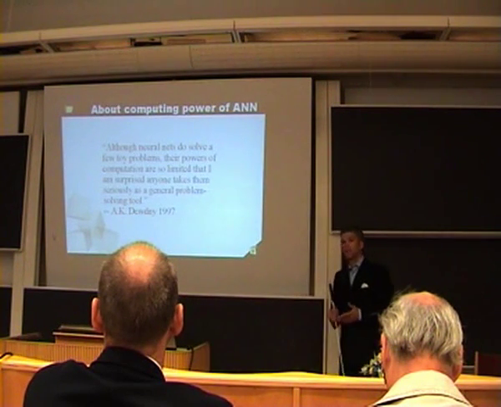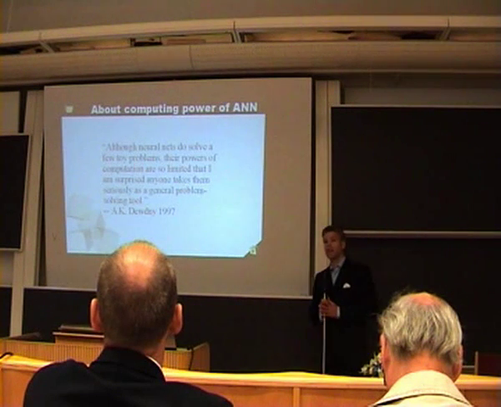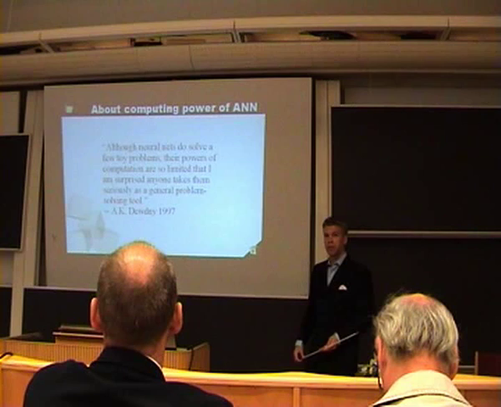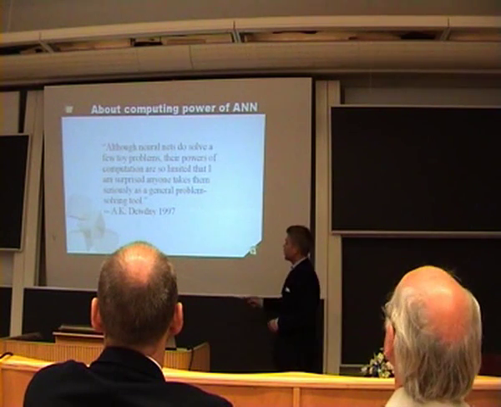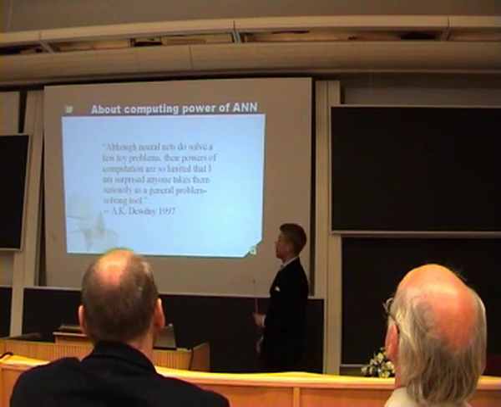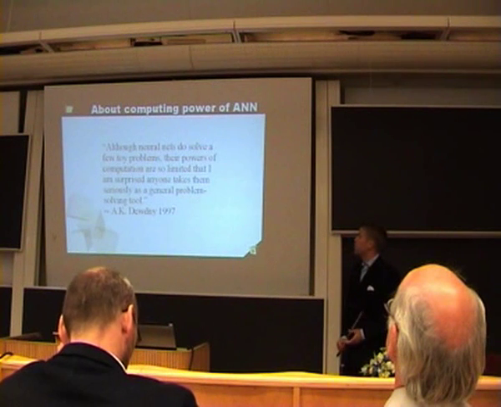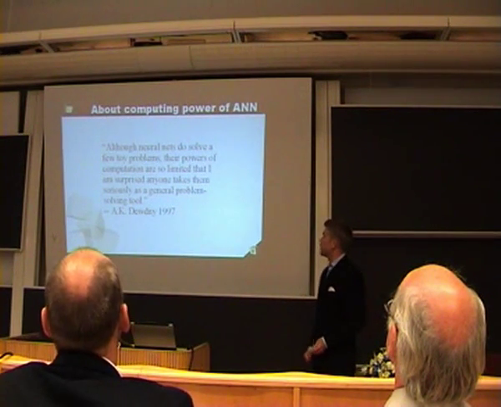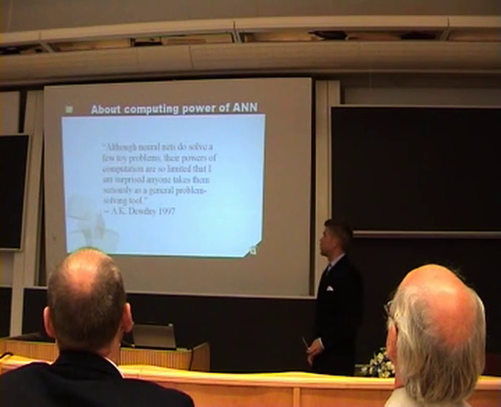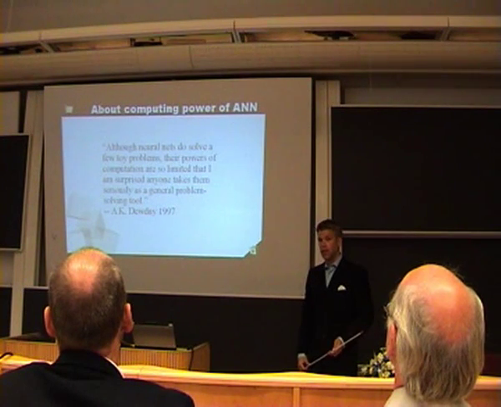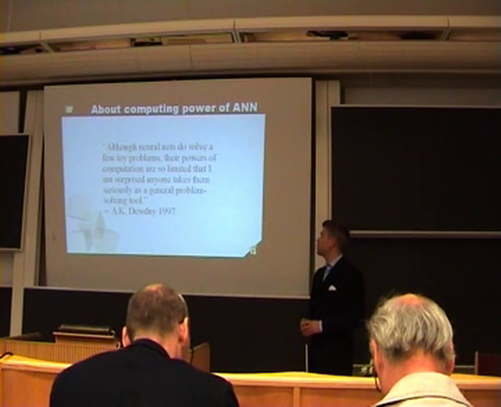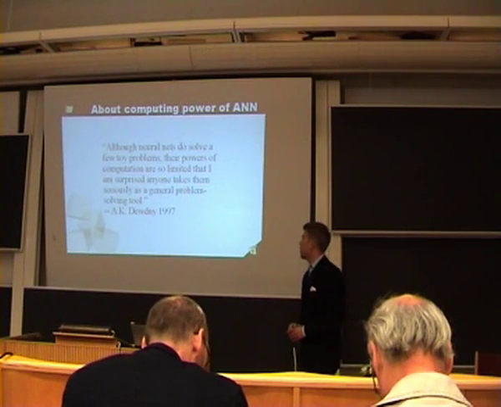Now, naturally, I think artificial neural networks are kind of cool, and they can do a lot of good stuff. But everyone does not agree with me. There was a guy called A.K. Dewdney in the late 90s who claimed, and I quote, "Although neural nets do solve a few toy problems, their powers of computation are so limited that I'm surprised anyone takes them seriously as a general problem-solving tool." And I think that I'm one of the guys who have proven him terribly wrong, and many others.